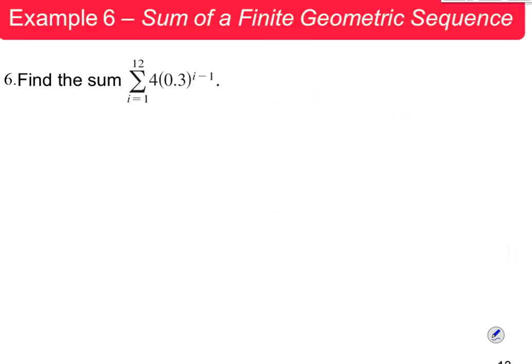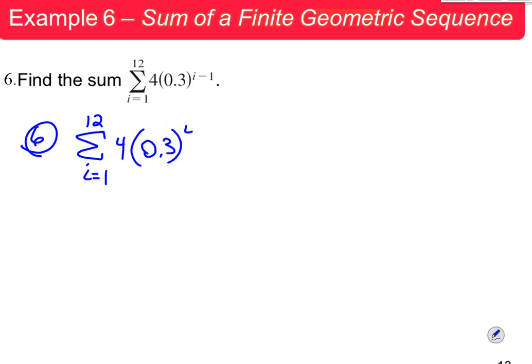Okay, so here is our first problem, and I'll just write it as I go through so I know you have time to write it. It's the sum from i equals 1 to 12 of 4 times 0.3 to the i minus 1.